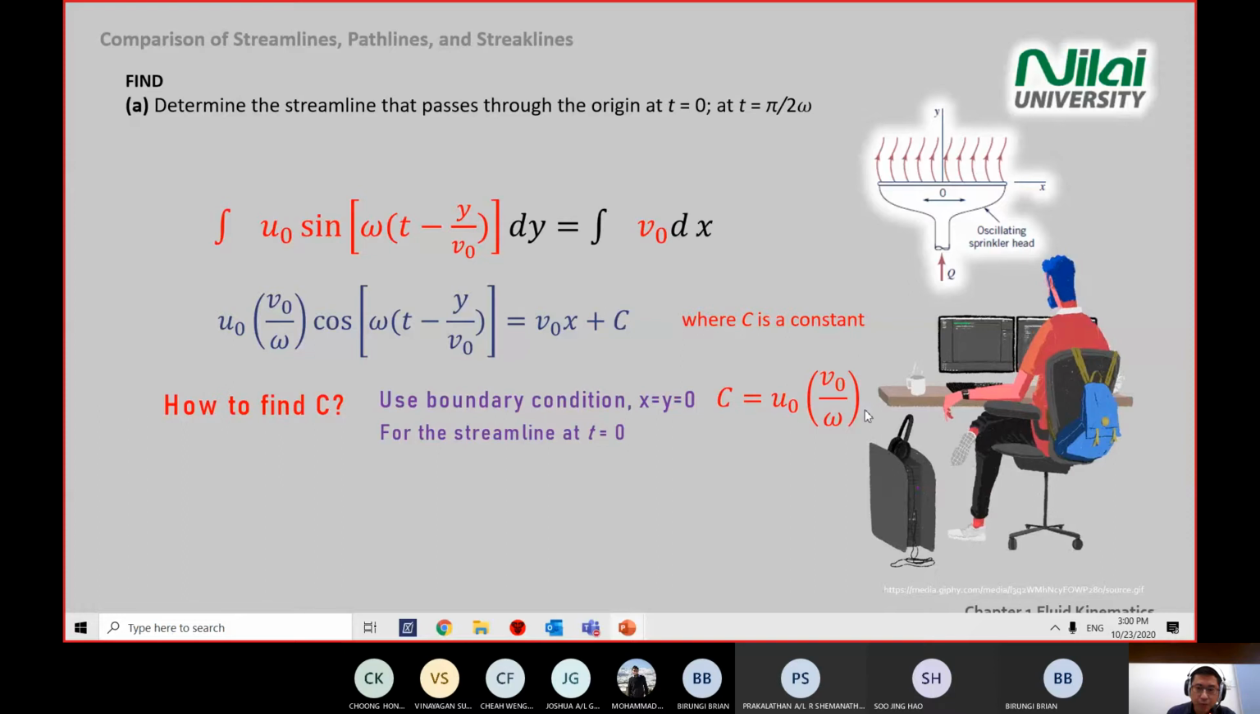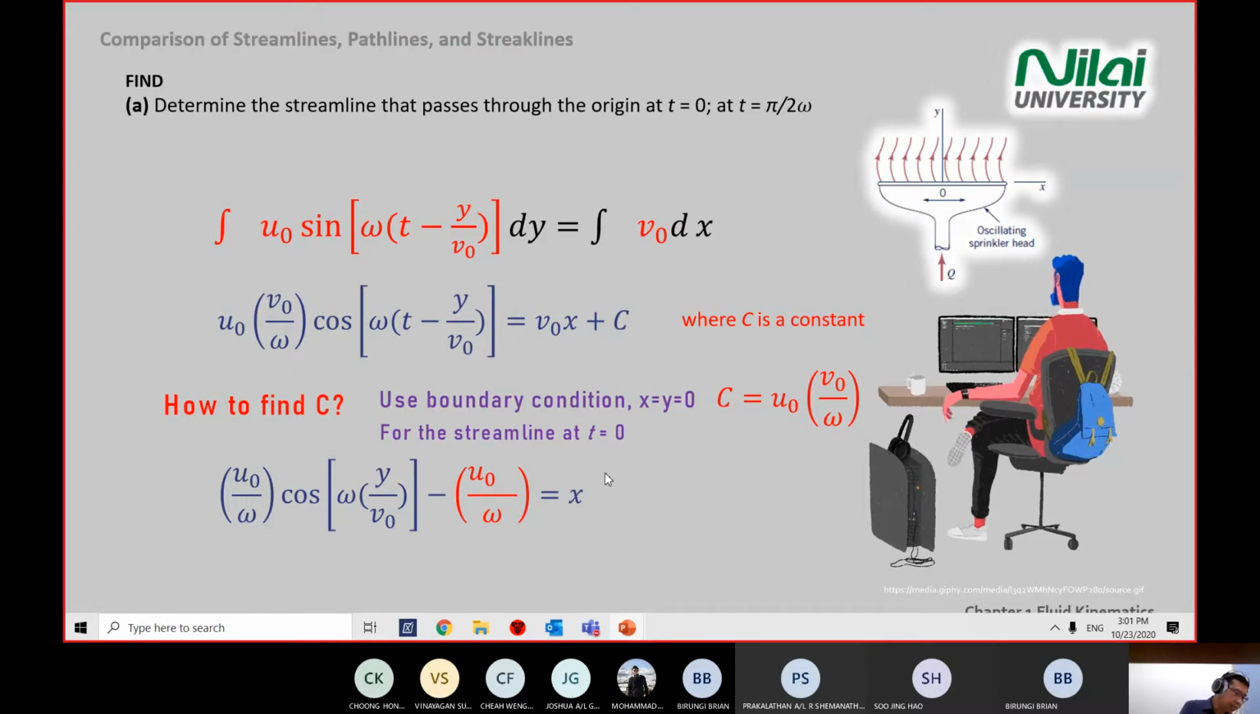Then after that, you pull this term inside the equation. You pull it inside the equation, then y on one side, x on one side, because this one gives you the streamline pattern.